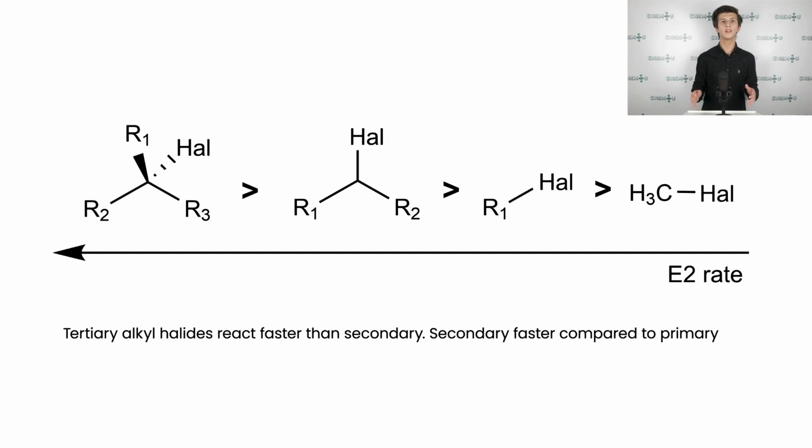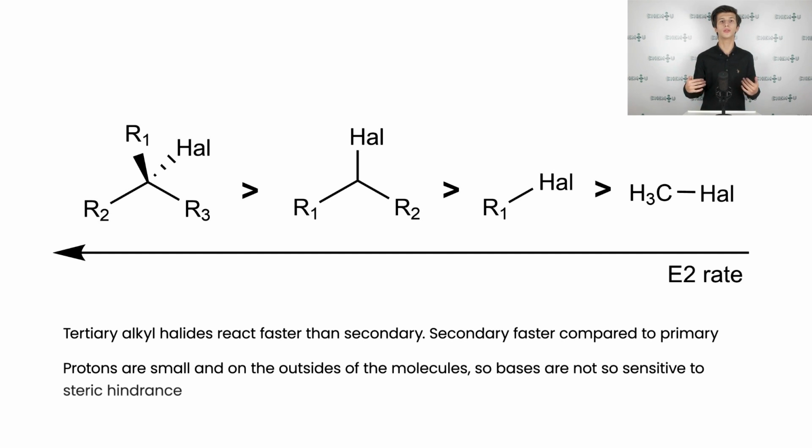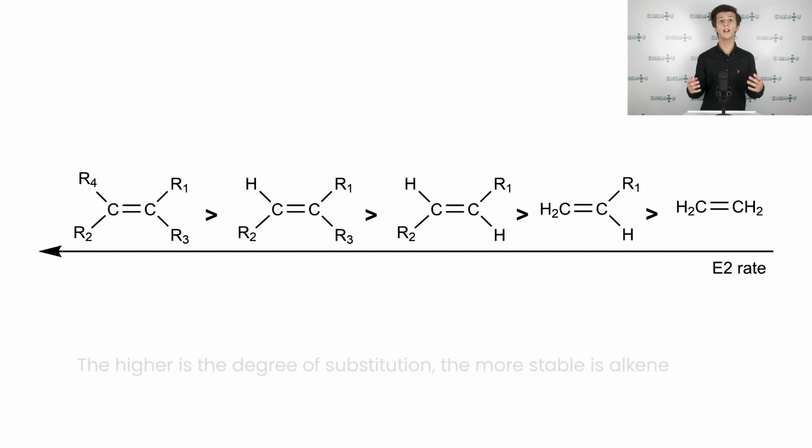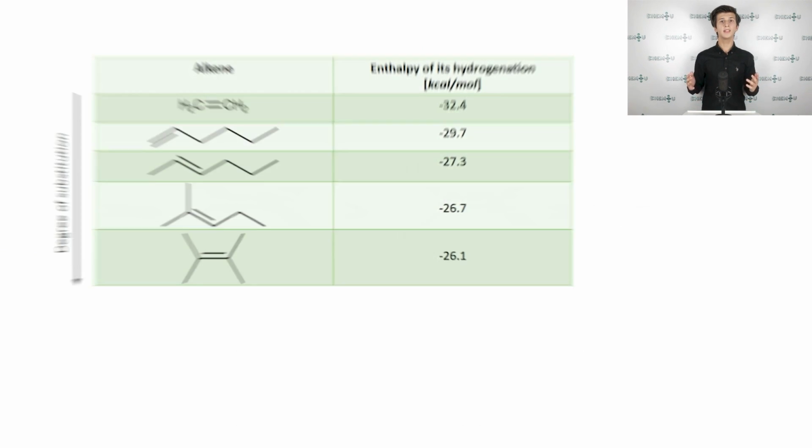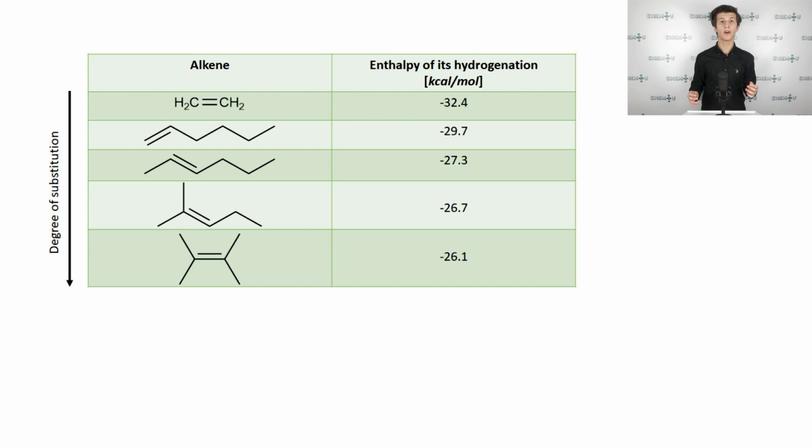First, the bases are not as sensitive to steric hindrance as nucleophiles because protons that should be abstracted are small and usually on the outsides of the molecules. Second, the more highly substituted alkene is, the more stable it is. It is supported by thermodynamics of hydrogenation reactions of different alkenes presented on the slide. So the higher is substitution grade, the less exothermic hydrogenation reaction is.